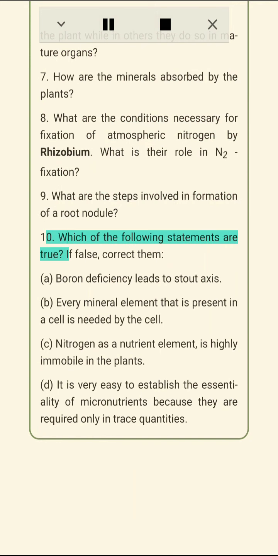9. What are the steps involved in formation of a root nodule? 10. Which of the following statements are true? If false, correct them. A. Boron deficiency leads to a stout axis. B. Every mineral element that is present in a cell is needed by the cell. C. Nitrogen is a nutrient element, and is highly immobile in the plants. D. It is very easy to establish the essentiality of micronutrients because they are required only in trace quantities.